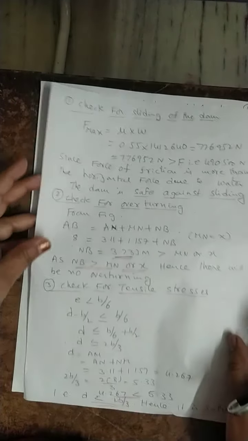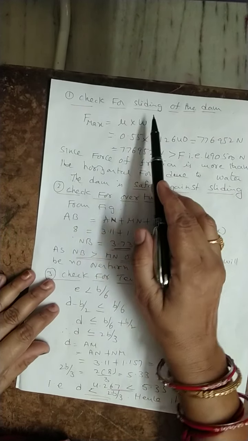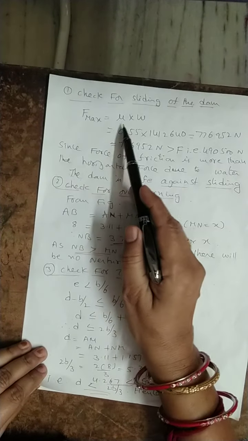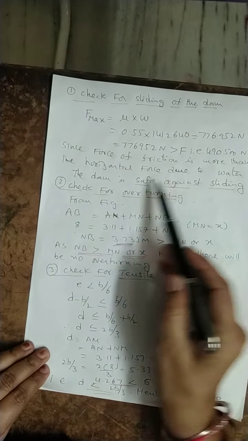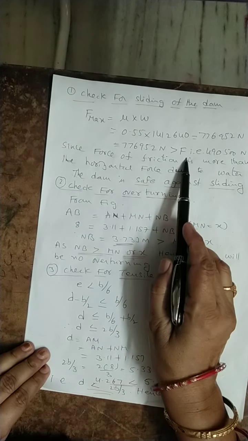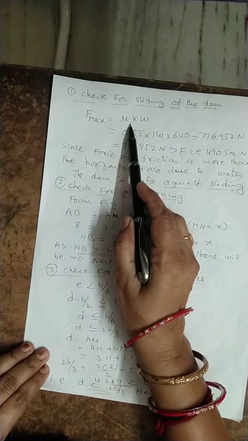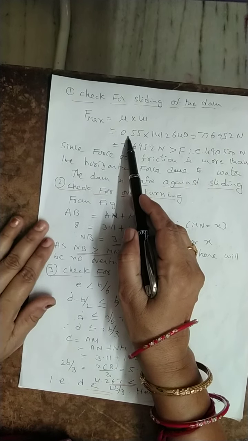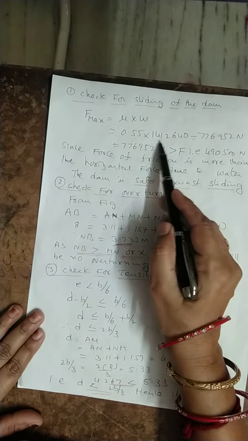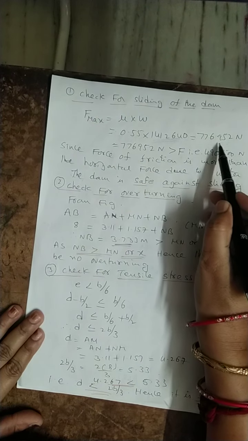And now coming to the stability check. For the stability of the dam, we have 4 checks. The first one is the check for the sliding of the dam. F maximum we have to calculate, and that should be greater than the frictional force. So F maximum is equal to mu into W. Mu is given in the question as 0.55, and W we have calculated, which is the weight of the dam.